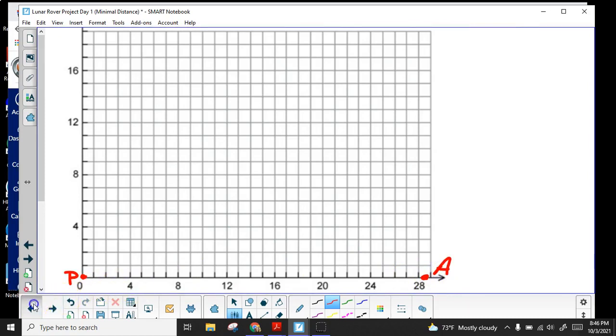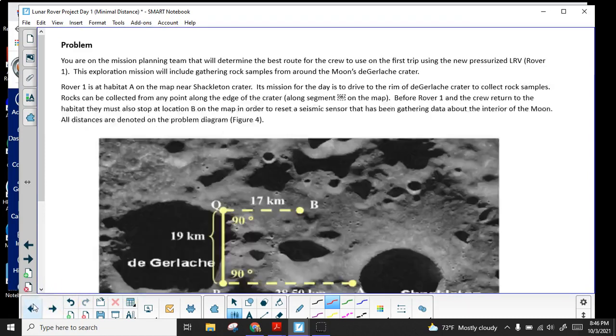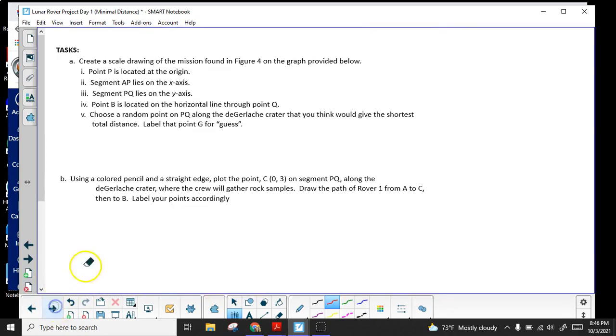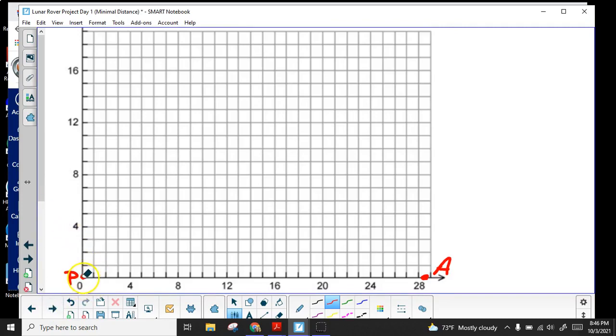Now we're also going to put in our other points. We're going to put in Q, which is 19 kilometers up from our point P, and B, which is 17 kilometers over. So we need to place those appropriately. Here is our origin point, and Q is 19 up from there, and then point B is horizontal with point Q, and it's 17 kilometers away, so we would need to put that at 17, 19. This will be point B right here.